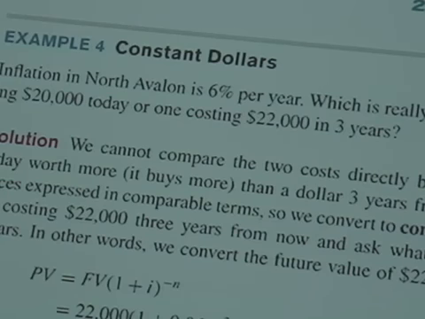How can we do that? Anybody have a strategy for deciding which one is more expensive, the 20,000 today or the 22,000 in 3 years? I want to know how you get the answer. How do we think about it?